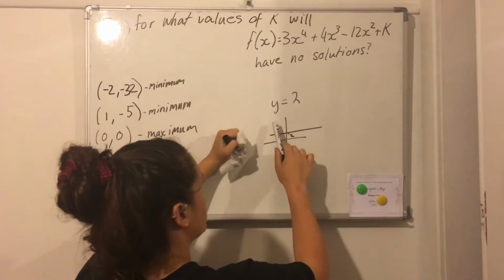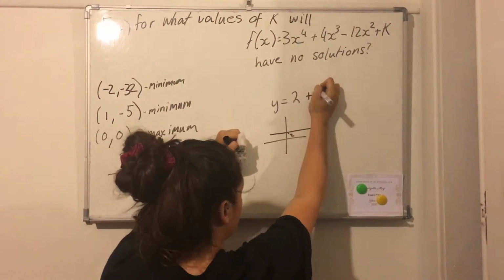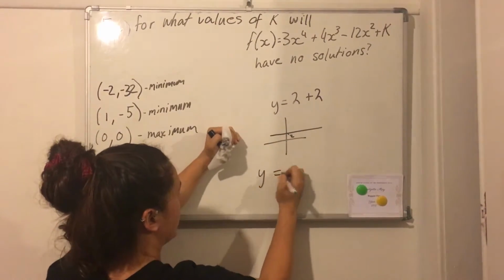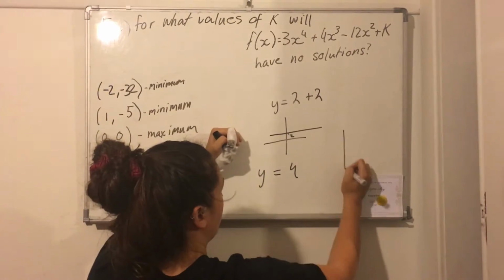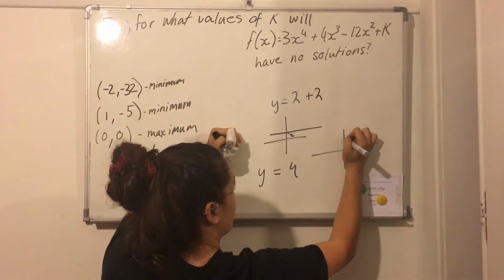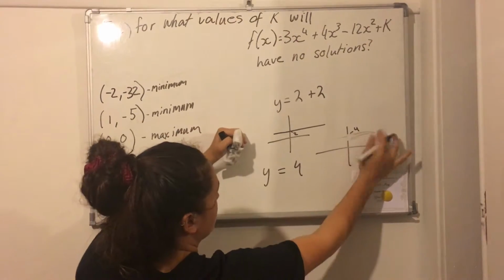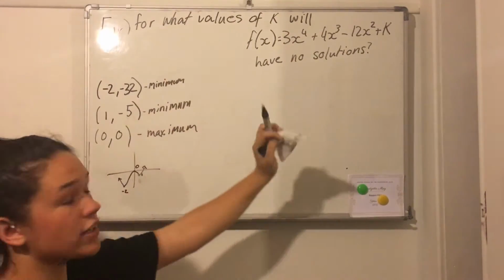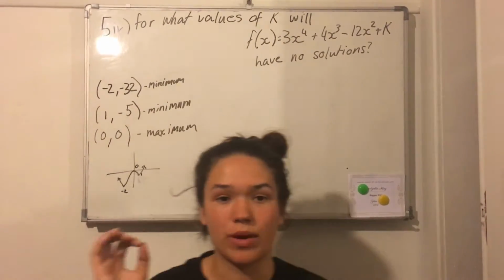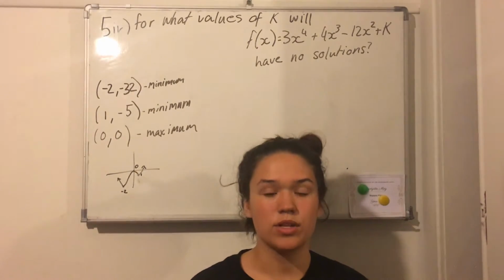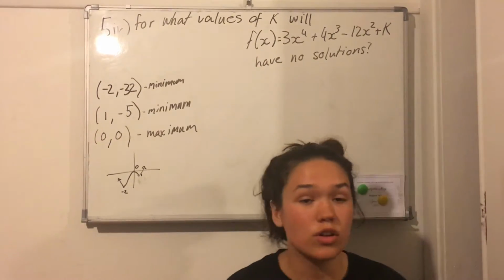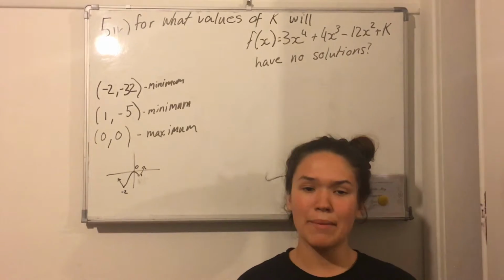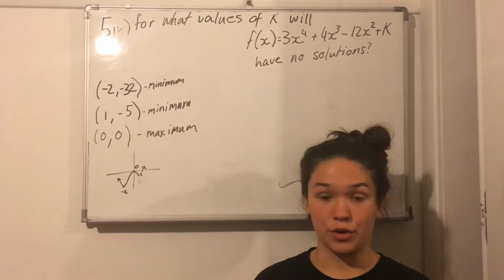It's a line. When it's y equals 2 plus 2, that becomes y equals 4, and in turn, our whole function is going to be raised by 2 units. That's a really terrible drawing. So, this function is going to have no solutions when there is no x-intercept. When this function no longer hits the x-axis, that means that there is going to be no solutions.